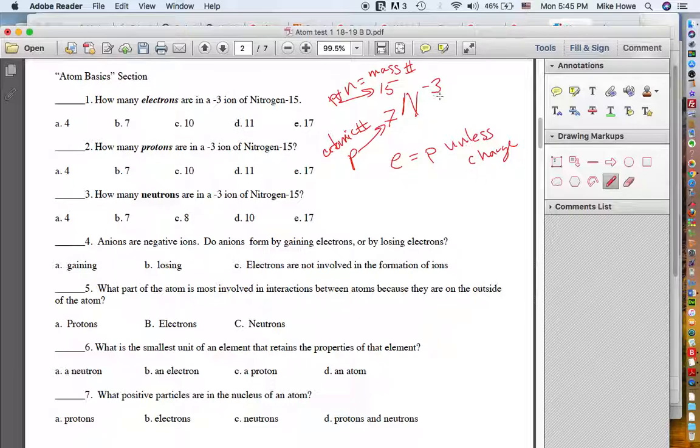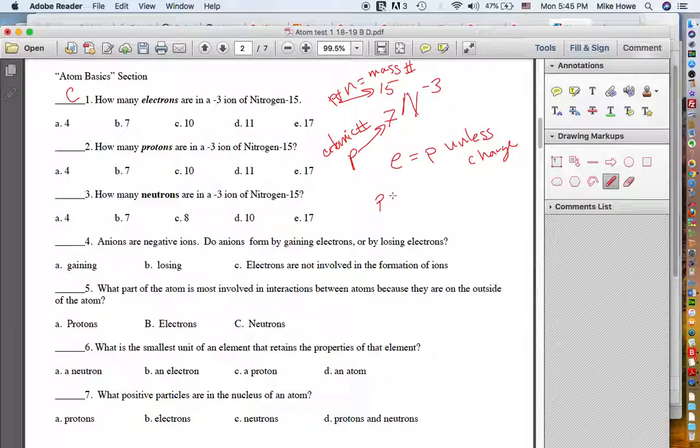So is there a charge? Yes, there is a charge. So you know the charge is -3. So if it's -3, have you gained or lost electrons? Well, since electrons are negative, if you have a negative charge, you've gained electrons. So normally you would have had 7. You've gained 3, so now you have 10.